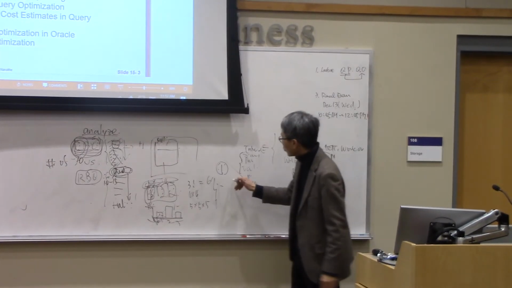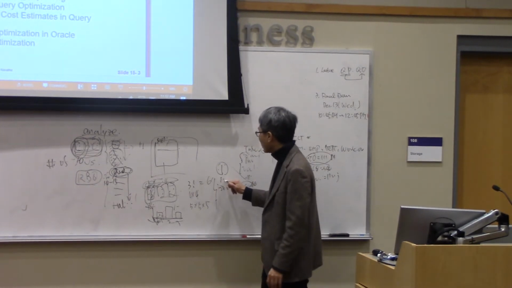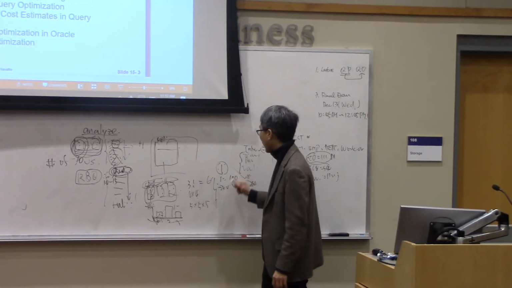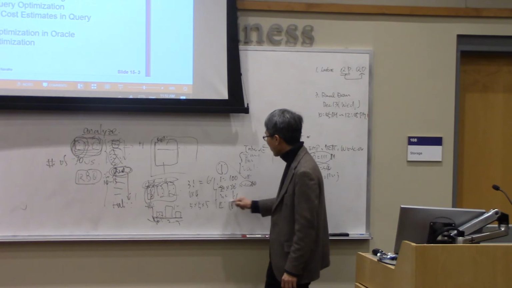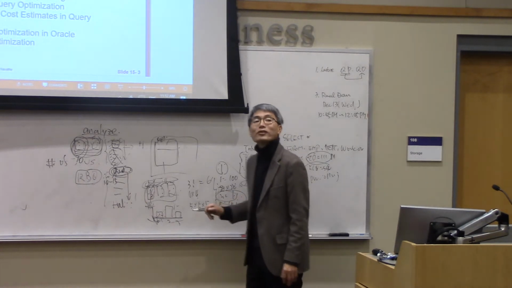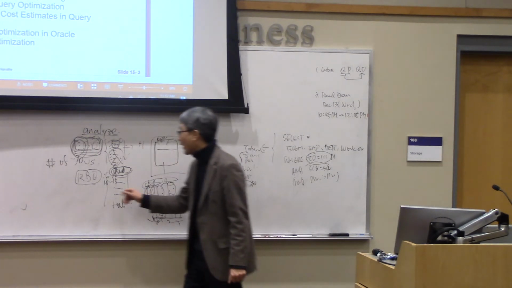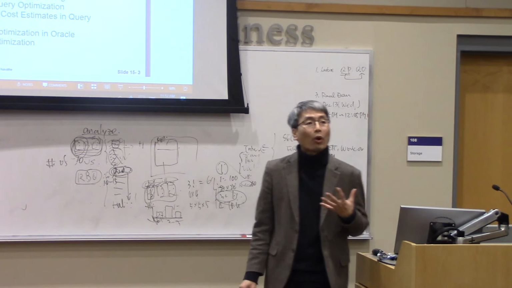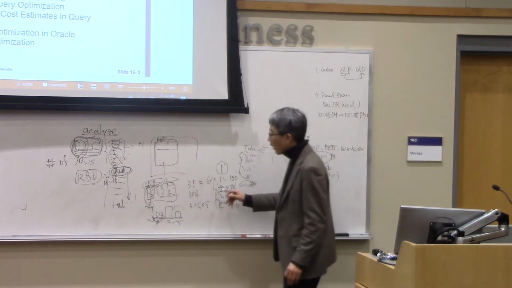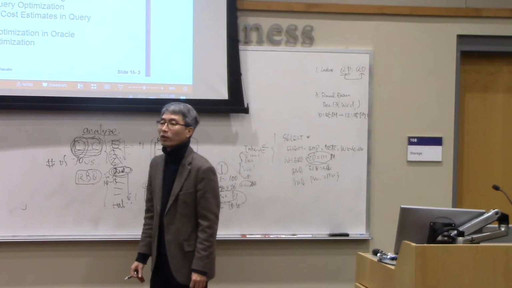So for different cases, we will count the first option: 100 I/O. Second, 200. Third, only one, for the million. Then we will select the lowest cost. Lowest cost means the lowest I/O will be selected. That is our goal. That is the way the cost-based optimizer works.